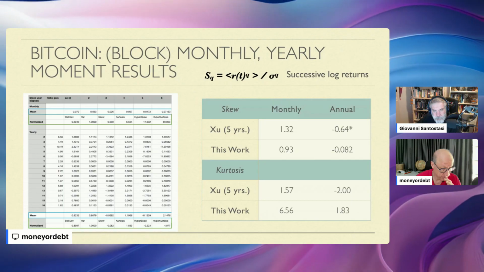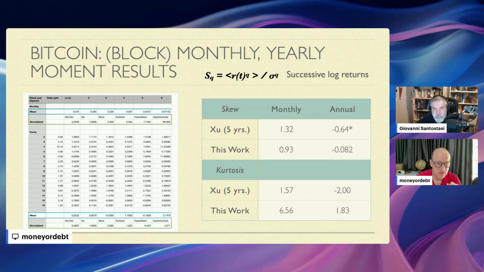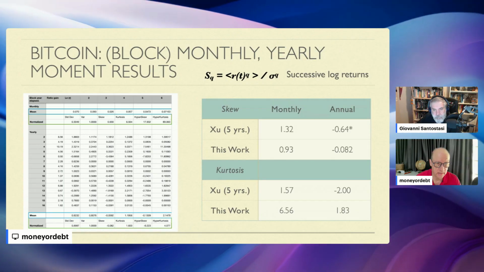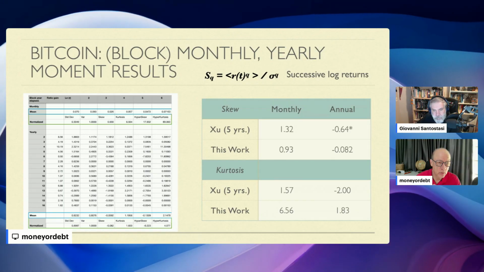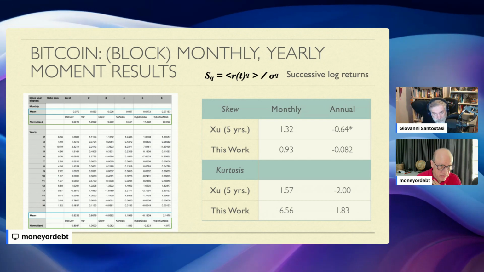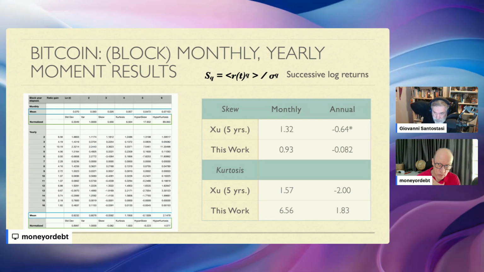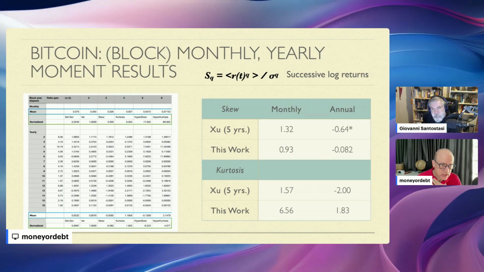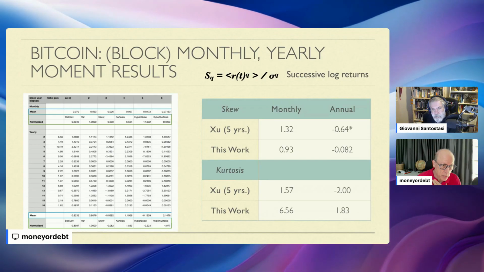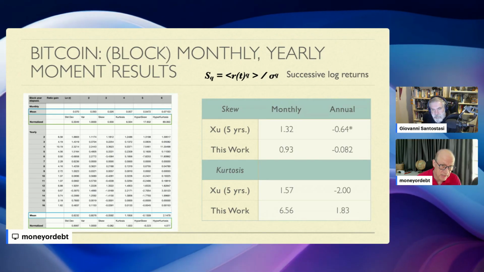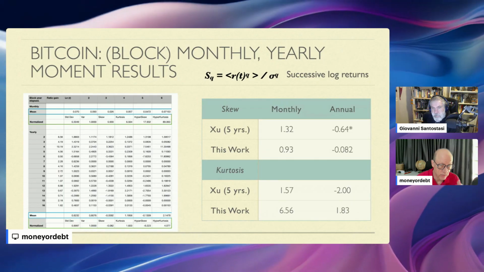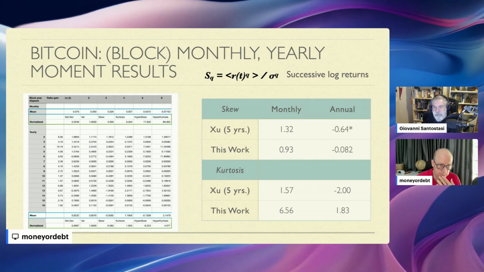So in the table with the big font, I've summarized one of those 2 research papers, the one that had the monthly data, and what I find. So on the top, we have skew. They found with 5 years of data, 1.3. I found with 15 years of data, 0.9. And that's at the monthly time frame. They found a negative 0.6 on the annual, but they've only got 5 years. So the statistical accuracy is not great there. And I find minus 0.08.